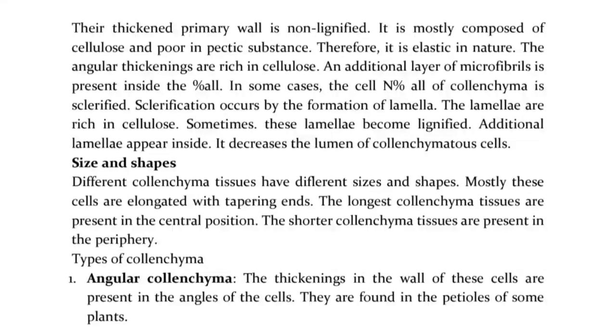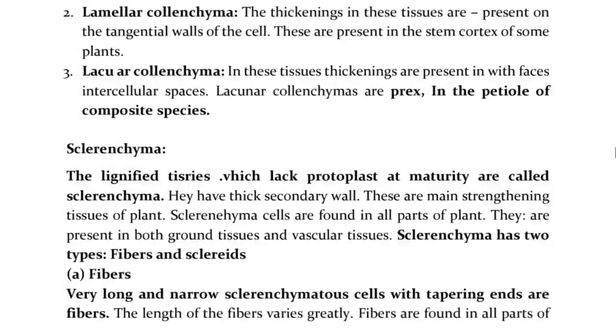Types of collenchyma. 1. Angular collenchyma. The thickenings in the wall of these cells are present in the angles of the cells. They are found in the petioles of some plants. 2. Lamellar collenchyma. The thickenings in these tissues are present on the tangential walls of the cell. These are present in the stem cortex of some plants.